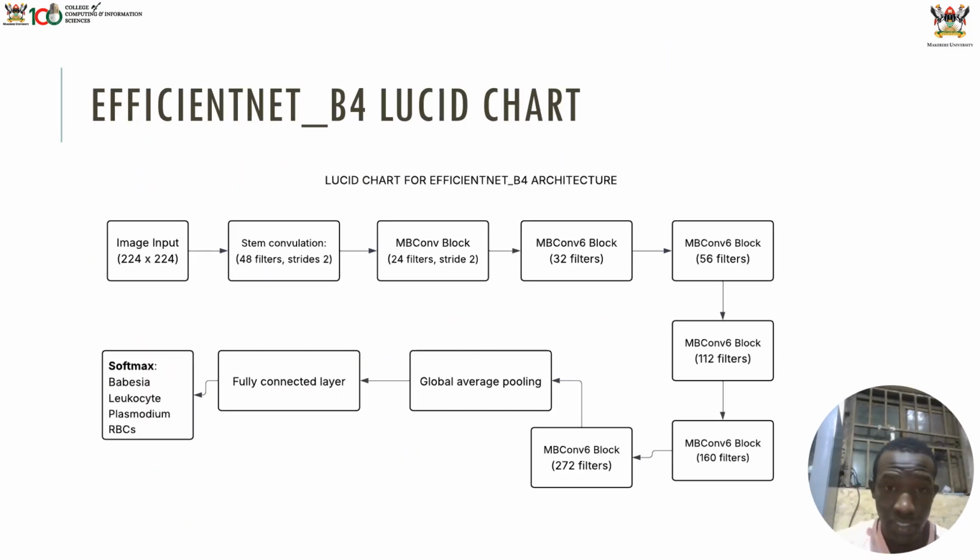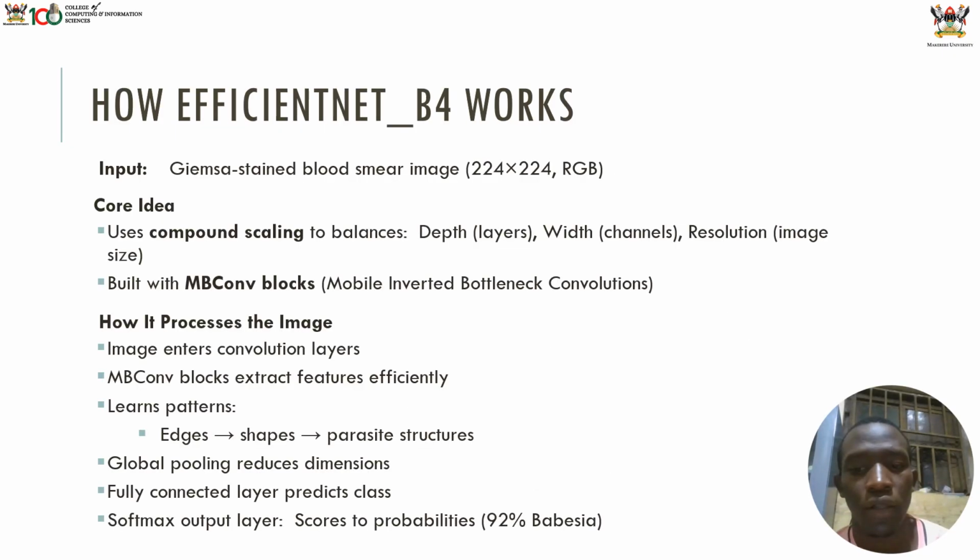So this is our chart for EfficientNet-B4. We have our image input as the initial step, the stem configuration, then the first blocks. Remember, in the first blocks we extract simple things, for example edges and textures. But as we go further, we analyze more complex structures, for example cell parasites and other complex biological features. Then from there, we have the global average pooling, which reduces. Then you should also talk about how EfficientNet-B4 works.